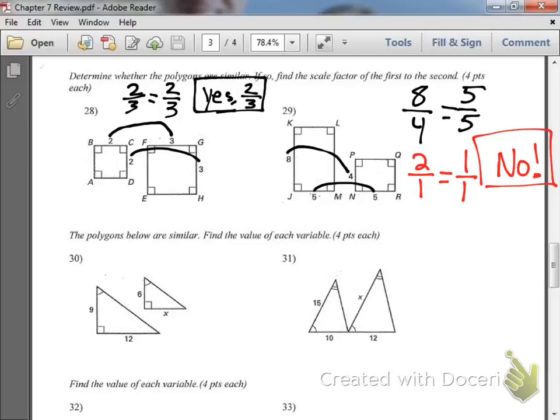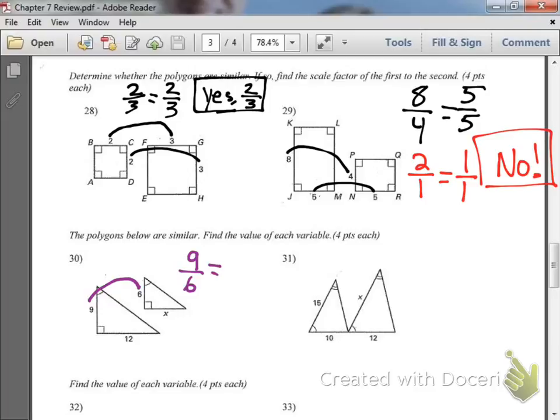Questions? All right, we can keep it moving. It's basically the same idea on the next one. We're setting up proportions with the sides. So 9 matches up with 6. So I'm going to do 9 over 6.